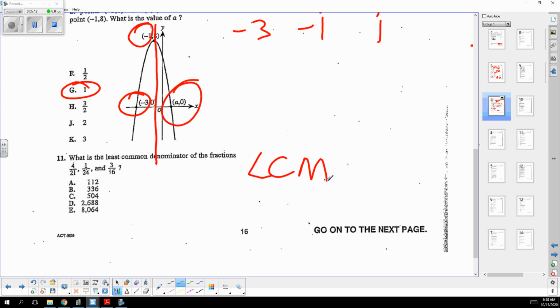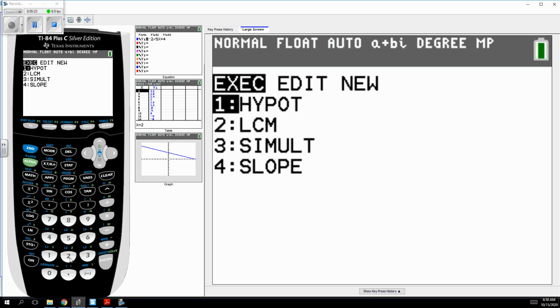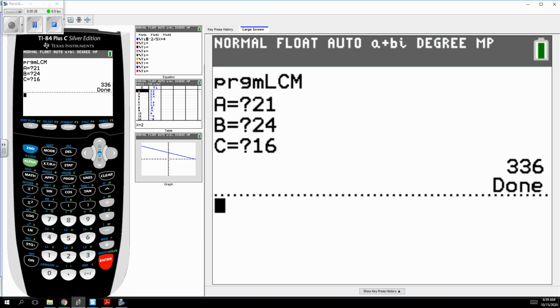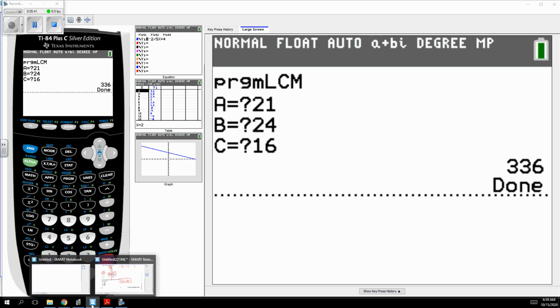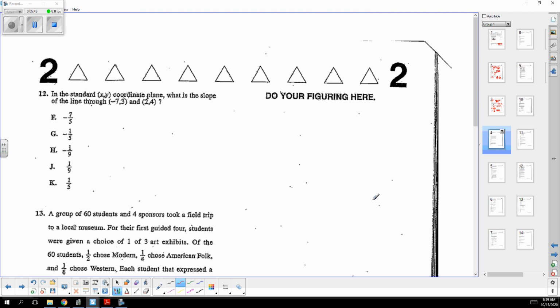Revisited. Program LCM, which I think I have on the calculator. I think I added it. And all you do is hit the 3 numbers, 21, 24, and 16. Whenever they do that, it seems to be answer B, but I don't like giving that as a tip when I don't know for sure.